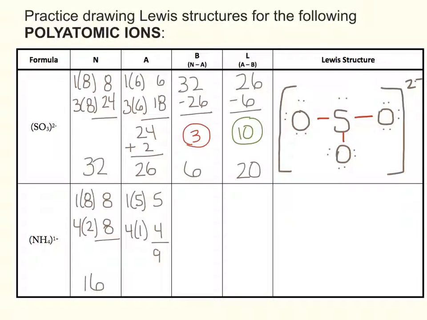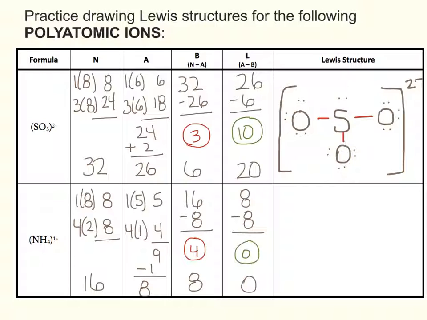In this example, our charge is 1 plus, which means we lost 1 electron. We're going to indicate that by subtracting that electron out of our available electrons. And that gives us a total of 8 available electrons for bonds and lone pairs. So we're going to take 16 minus the 8 to determine how many bonds that we will have. And we're going to take 8 minus 8 to determine how many lone pairs we will have.